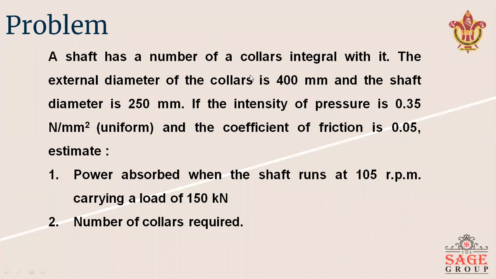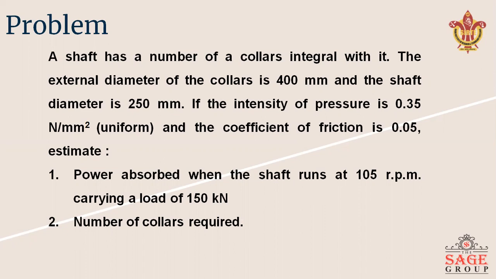A shaft has a number of collars integral with it. The external diameter of the collars is 400 mm and the shaft diameter is 250 mm. If the intensity of pressure is 0.35 Newton per mm square, uniform, and the coefficient of friction is 0.05, estimate the power absorbed when the shaft runs at 105 rpm carrying a load of 150 kilonewton, and second, the number of collars required. So we have to solve this numerical problem systematically.